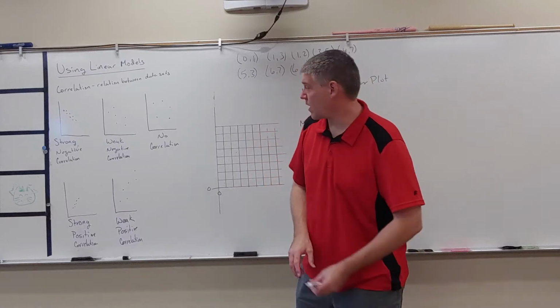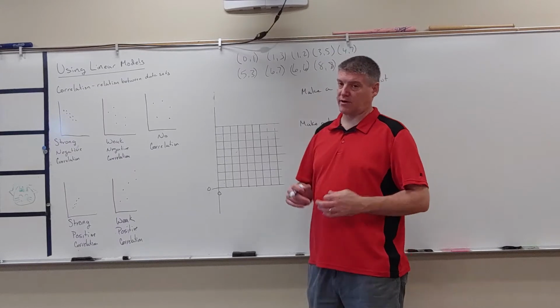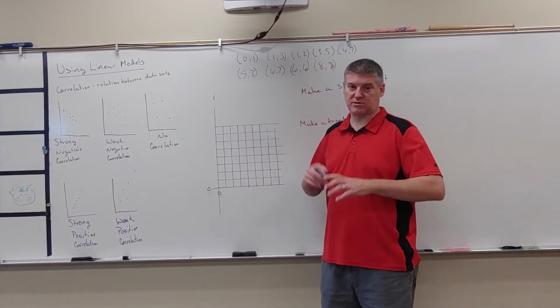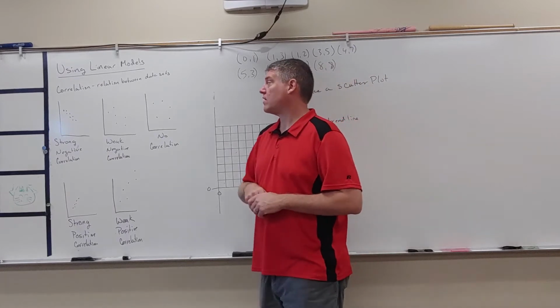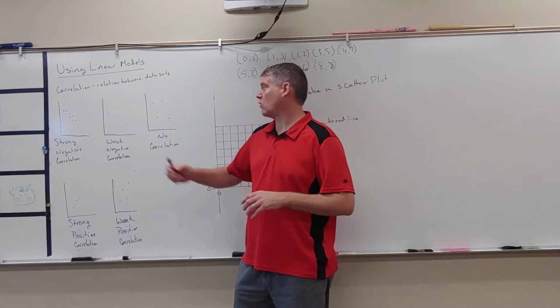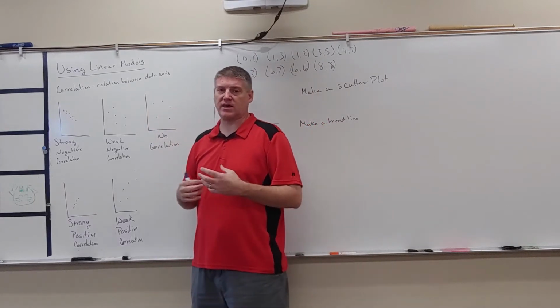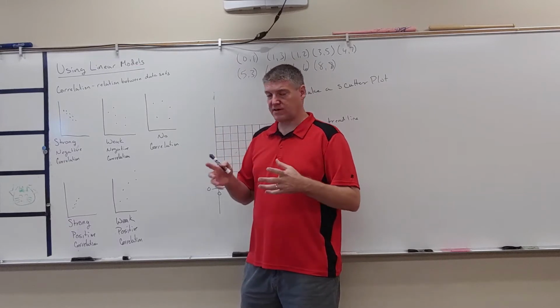All right, we're going to talk about using linear models today. And so we're going to talk about scatter plots. Scatter plots is just plotting all your data and seeing where it lies on the graph. When we look at these, we're going to look at whether there is a correlation or a relation between the data sets. So we have different types of correlation.